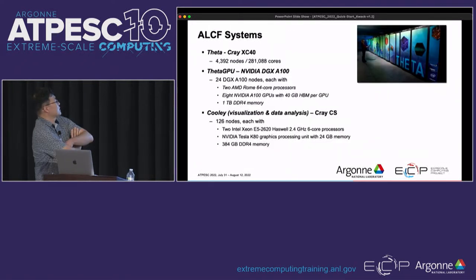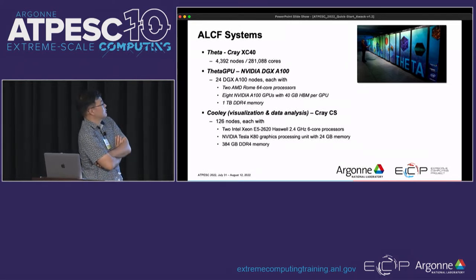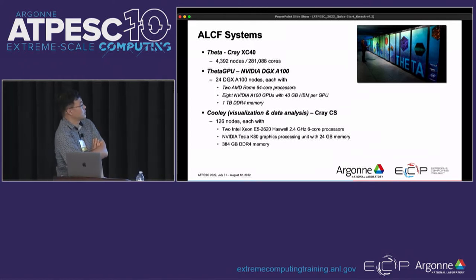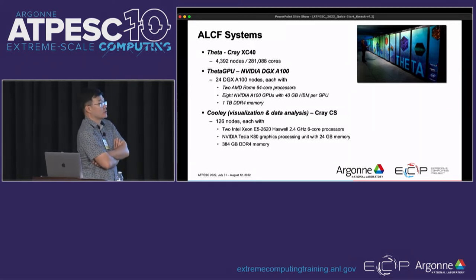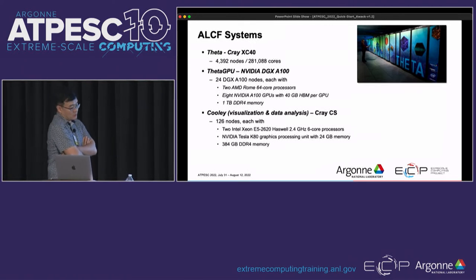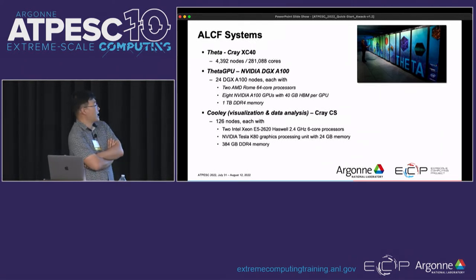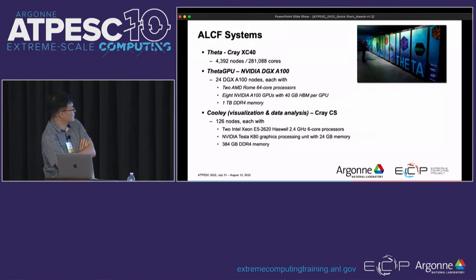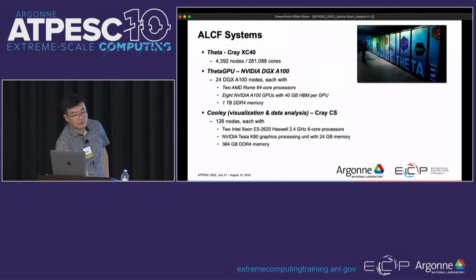So this is a little bit more detail about the ALCF system. Theta is a Cray XC40 system with more than 4,000 KNL nodes. One of the partitions of Theta is Theta GPU, which is 24 NVIDIA DGX A100 boxes. Each Theta GPU compute node has two AMD Rome processors and eight A100 GPUs. The total DDR4 memory is one terabyte. The last one is Cooley, for visualization and data analysis. This is a Cray CS system. We have 126 nodes, and each node has two Xeon Haswell processors. It's pretty old, but pretty strong. It also has an NVIDIA K80 GPU with 24 gigabytes of memory, and on the node it has 384 gigabytes DDR4 memory.